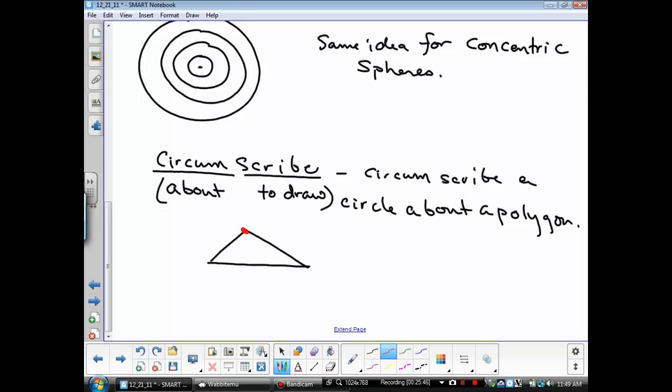And that circle is going to go through all 3 vertices. So here I draw a circle around the polygon, trying to picture where the center would have to be so that I can draw a circle that goes through all 3 vertices. Any triangle can be circumscribed. But if you went to a quadrilateral, not every one can be circumscribed. And then you could start talking about which quadrilaterals can be circumscribed. Now, that's the word circumscribe.